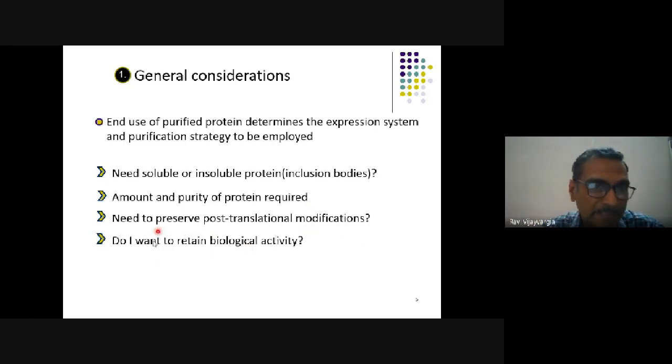Also, on the same basis, do you want to retain the biological activity? If you are looking for an active enzyme, then your purification procedure should be such that it retains the activity. The protein is purified, even 100% pure, but it is not active, so what is the use? It can potentially be used for antibody generation but not for an enzyme assay where you need an active enzyme. So these are the questions you have to ask when you start to think about the purification protocol.